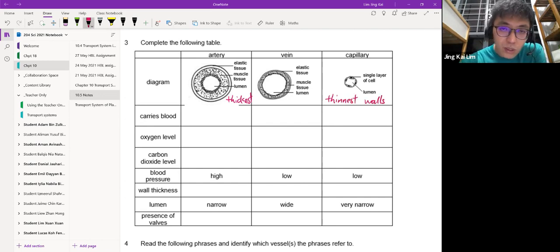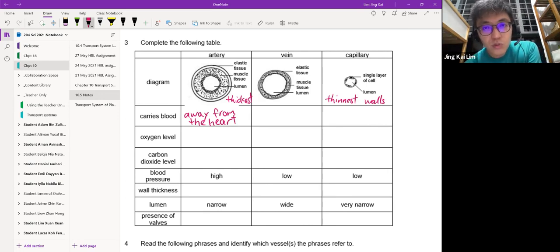Okay, so what does the artery do? The artery actually carries blood away from the heart. Because it carries blood away from the heart, it needs to have very strong muscles, right, so that it can withstand the high blood pressure.